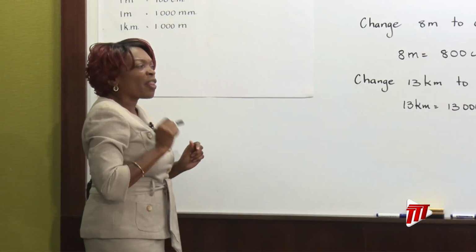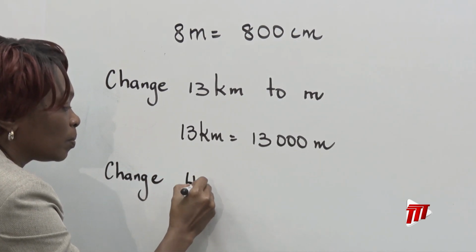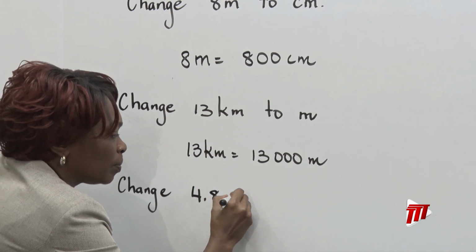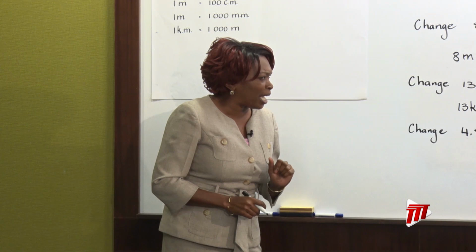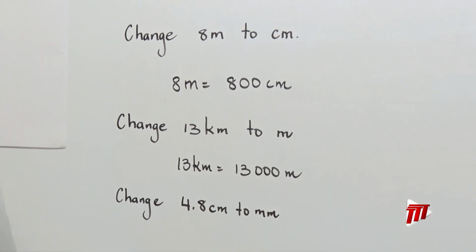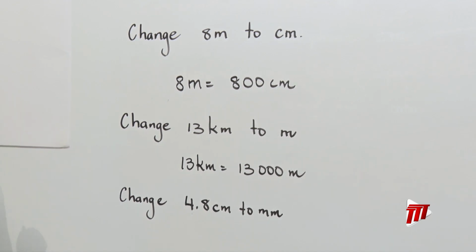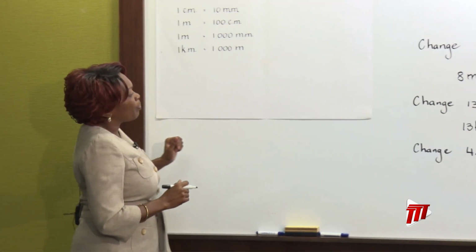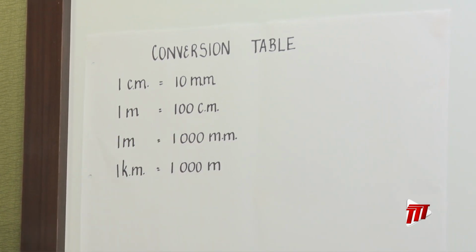Let's try another one. Okay, now let's look at the third problem. It's a little bit tricky, so stay with me now. Change 4.8 centimeters to millimeters. This one is a decimal. What are we going to do? Let's go back to the conversion table. 1 centimeter is equal to 10 millimeters.